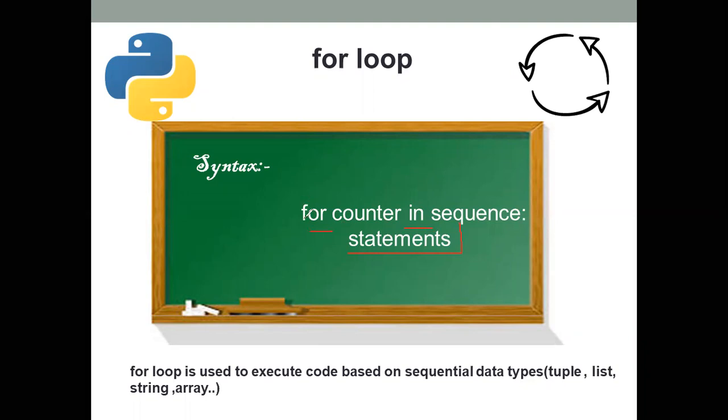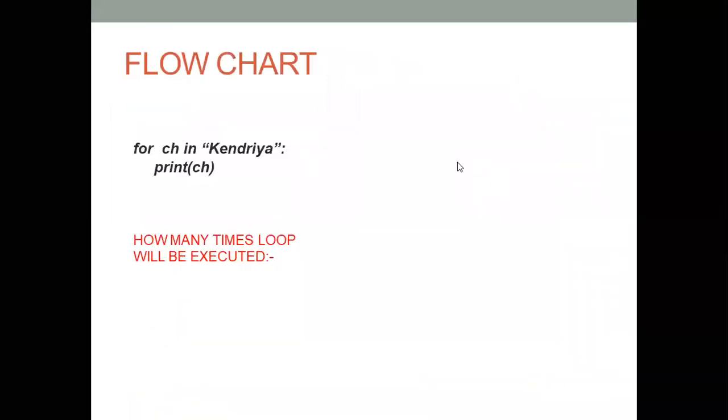This is the syntax. The for is a keyword. This is the variable name. In is a membership operator, and this is any sequential data type. Then colon, and this is the body of the loop. This is a for loop. This is an example of for loop.